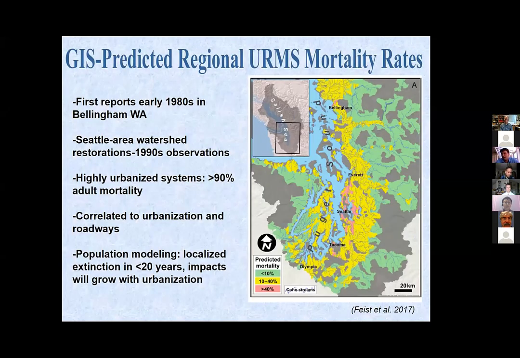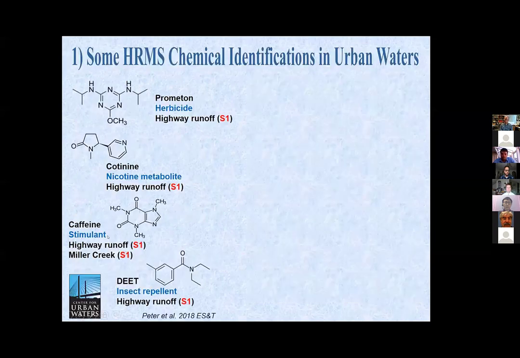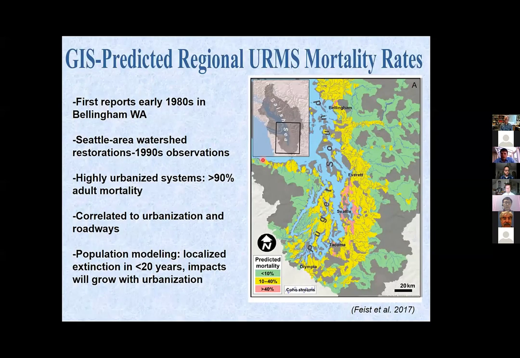A couple more pieces of background information. This phenomenon was first reported in the 1980s up in Bellingham, Washington. There was actually a fish hatchery there that was relatively near. Bellingham, by the way, is right up near the Canadian border. If you look, it's up in northern Washington. It's probably about 150 miles north of Seattle.